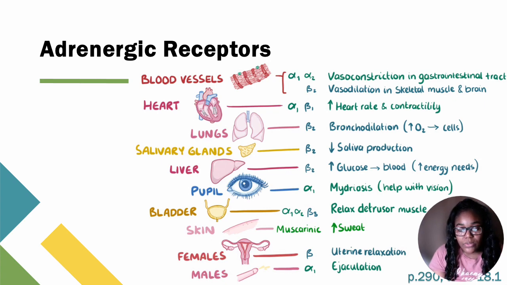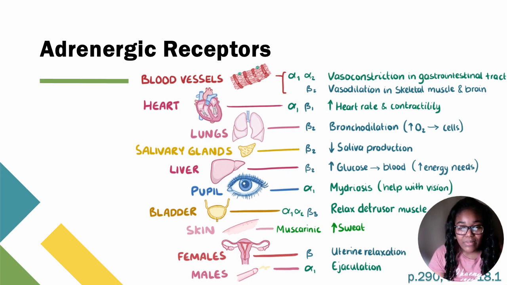The blood vessels are stimulated to vasoconstrict in the gastrointestinal tract, but they vasodilate in the skeletal muscle and the brain. Remember, I discussed that when you have the stimulation of the sympathetic nervous system, it increases blood flow to the skeletal muscle and the brain. Well, the reason why there's vasodilation is because you're trying to get more blood flow to this area so you can have more of a fight or flight response.